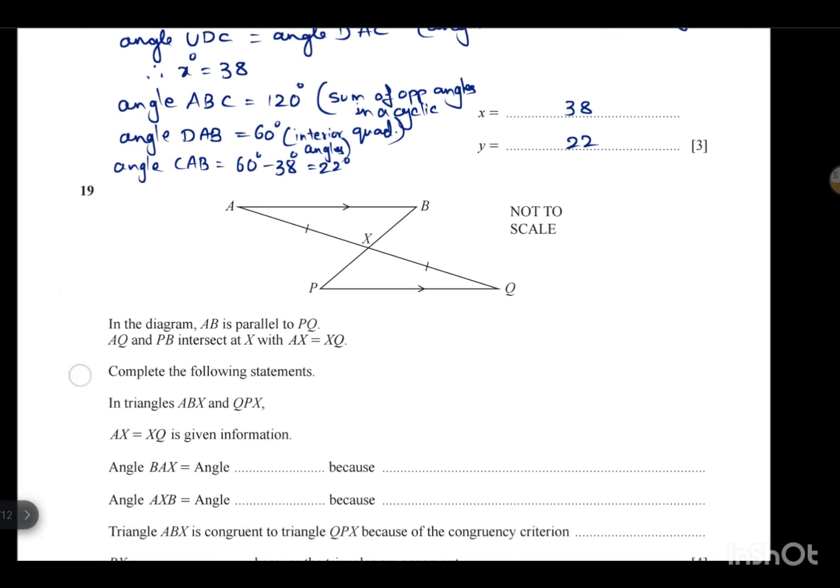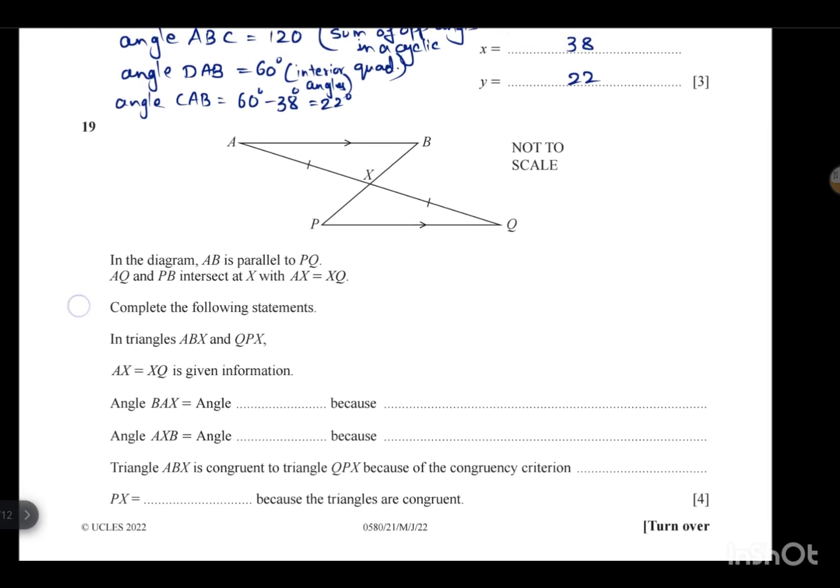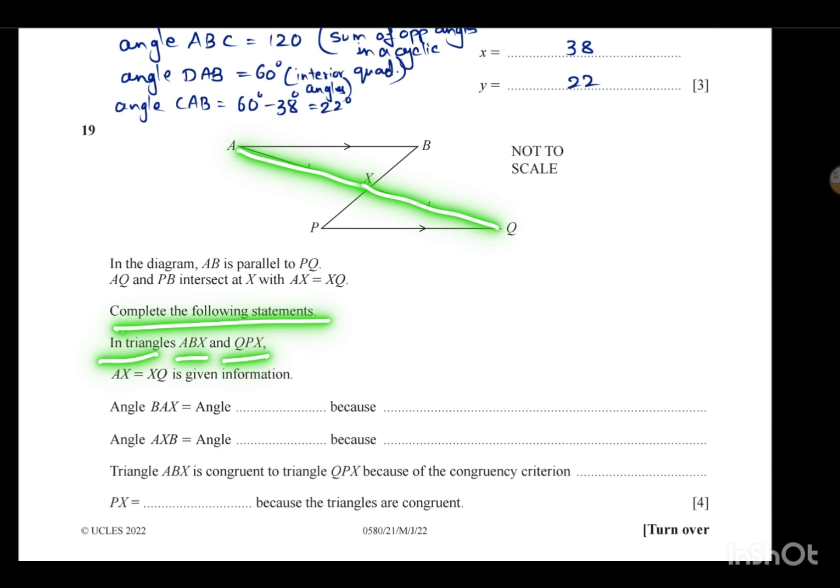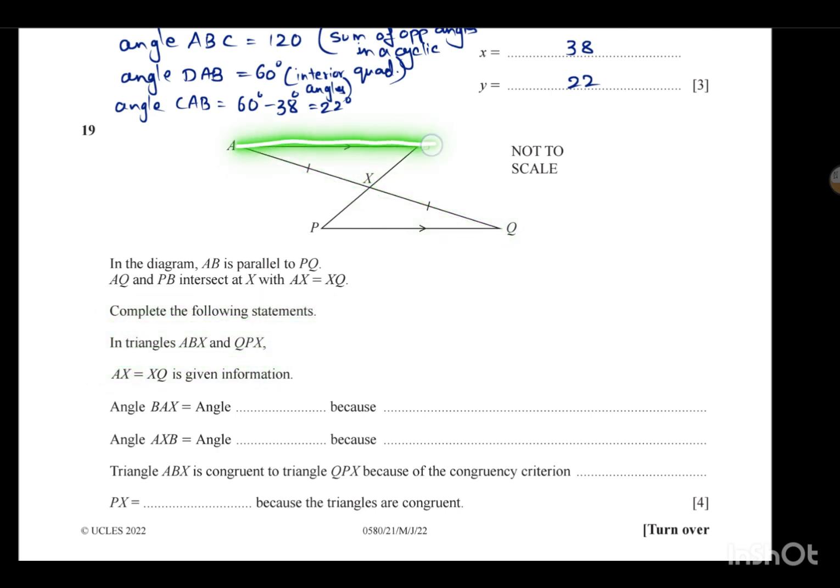Question 19. In the diagram, AB is parallel to PQ. AQ and PB intersect at X with AX equal to XQ. Complete the following statements in triangles ABX and QPX. So in triangles ABX, this triangle, and QPX, this triangle.